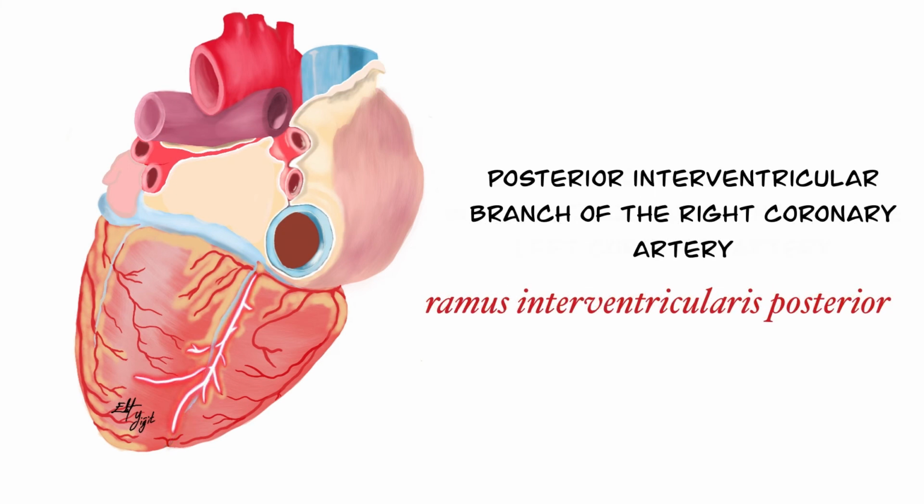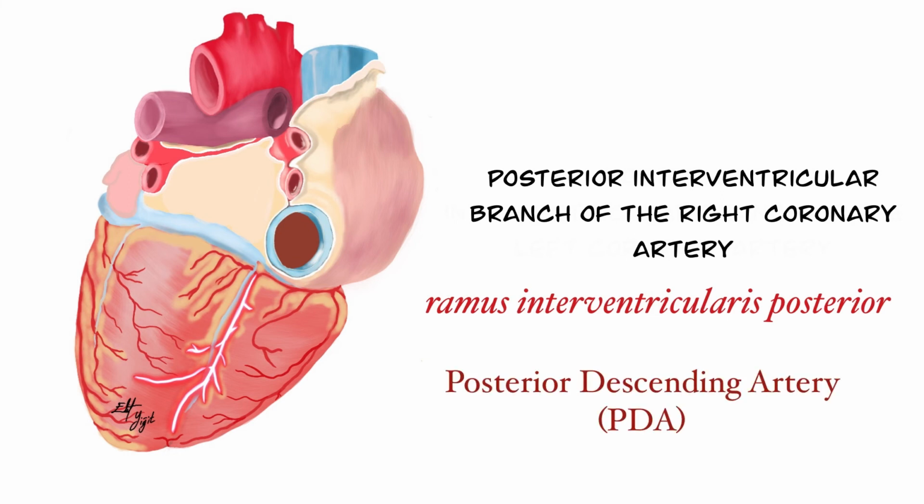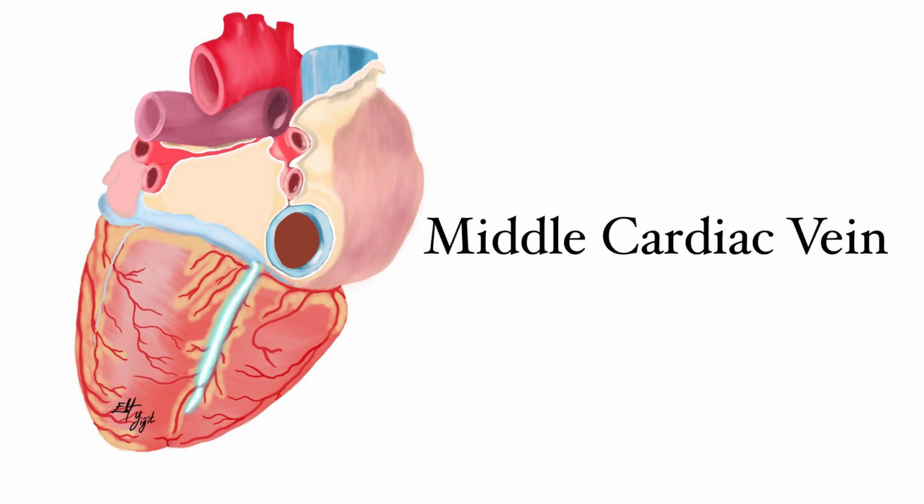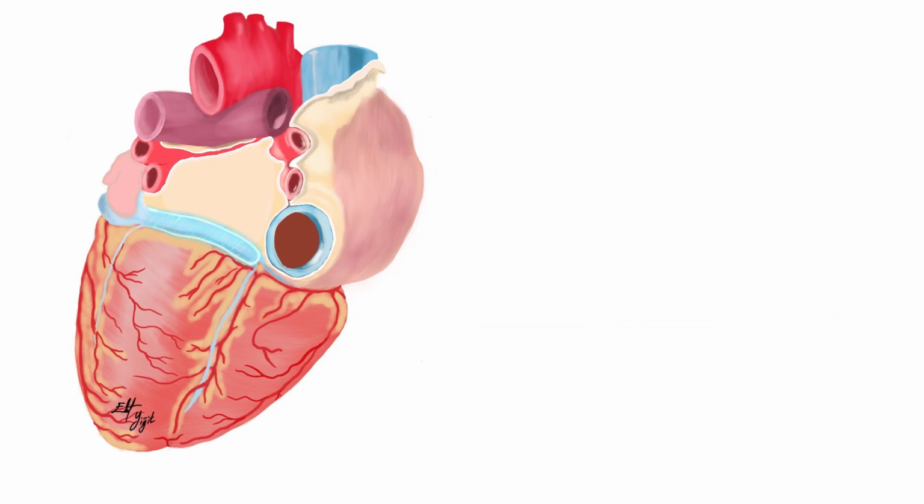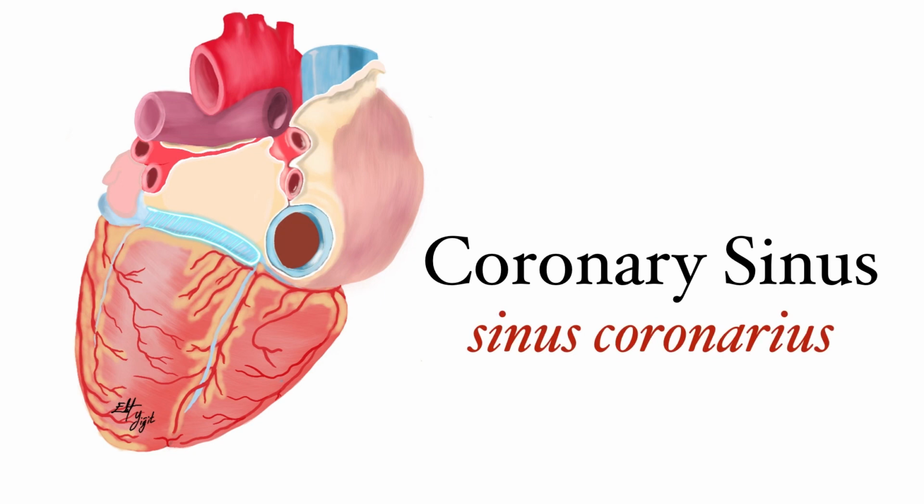The posterior interventricular branch of right coronary artery or ramus interventricularis posterior, also known as posterior descending artery or PDA, and middle cardiac vein, which is vena cordis media, pass through this groove. There is a sinus which courses along the posterior wall of the left atrium into the left atrioventricular groove. This sinus is coronary sinus or sinus coronarius. The coronary sinus is located in the posterior portion of coronary sulcus on the posterior surface of the heart. It normally drains into the right atrium.